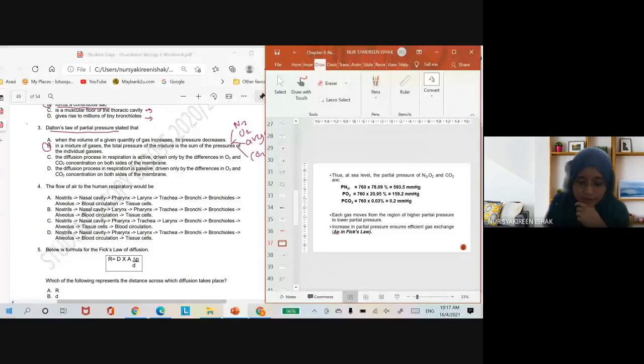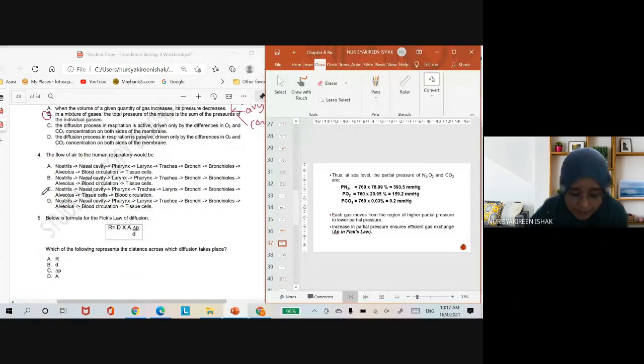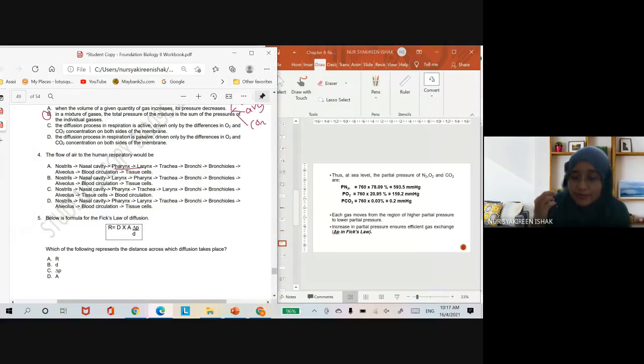Okay. So number 4, the flow of air to the human respiratory system would be, so ini dah tengok flow dia hari tu kan, semalam. So when you inhale, normally through your nose, it enters into the nasal cavity, and then it goes down the pharynx first. Semalam saya cakap pharynx is the junction before it enters into the respiratory organ, which is from the pharynx it leads to larynx to the trachea for the respiratory surface.